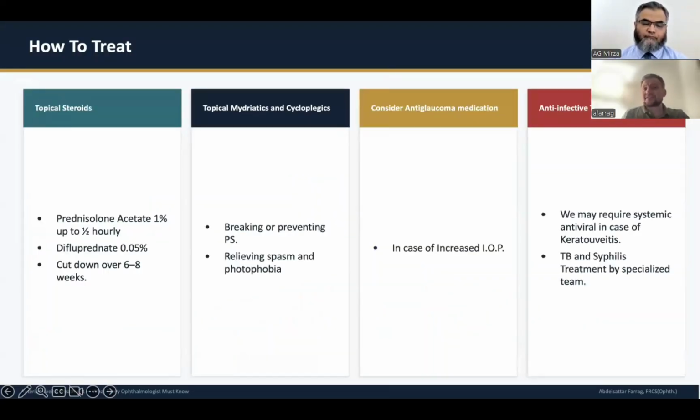First is topical steroid, as we know. And I really get irritated when anyone treats uveitis and gives Pred 4 times a day, and the patient has 2+ cells. This is ridiculous. It's not acceptable. This is your chance to control the disease on early presentation. So if you see a patient with severe uveitis, then you need to use an intensive steroid, especially in the first few days. It can be up to half hourly in some cases.